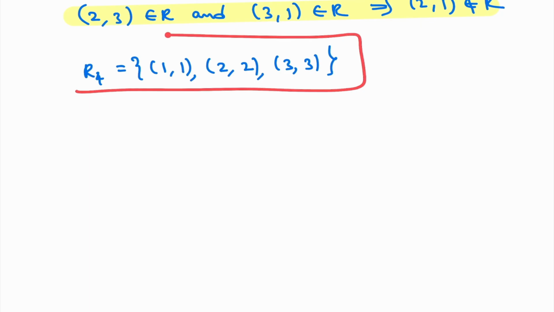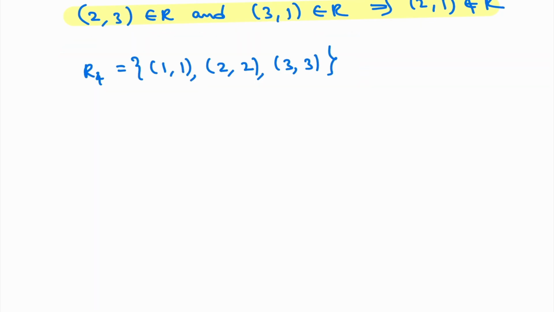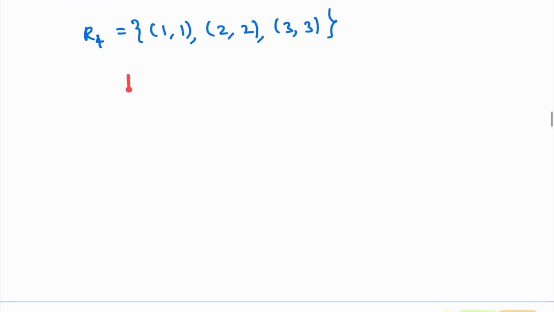You observe this relation R4. It is a relation on A because (1, 1) is there in A cross A, (2, 2) is there in A cross A, (3, 3) is also there in A cross A. So R4 is a subset of A cross A. So R4 is a relation on A. Now I need to check whether this relation is transitive or not. See, we'll check for every ordered pair.